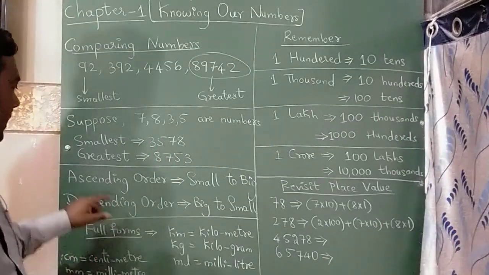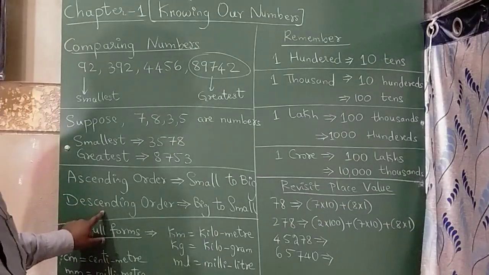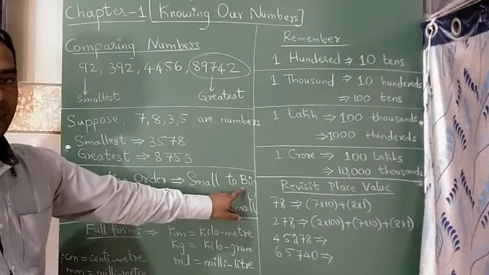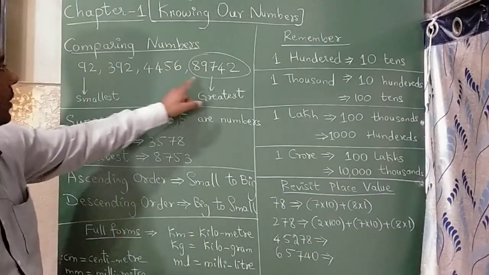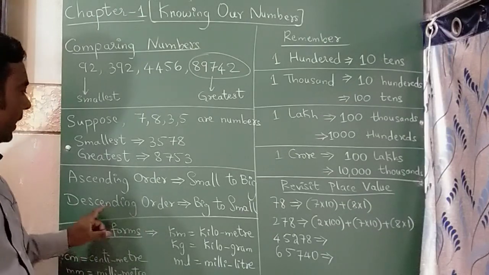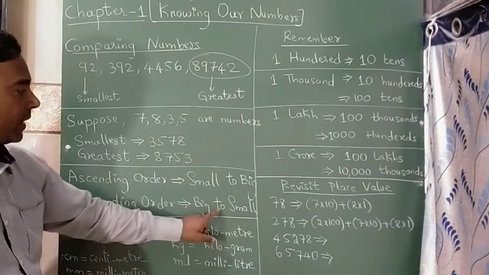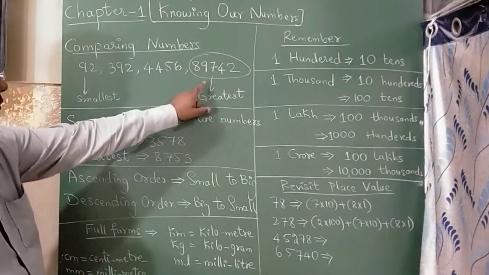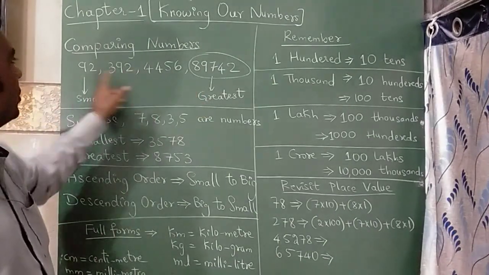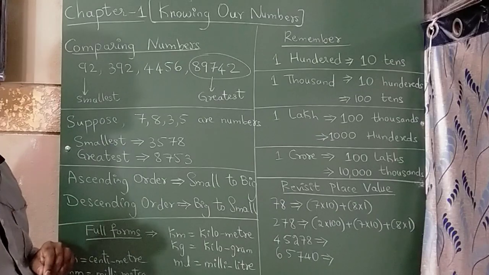Now the next topic is about ascending order and descending order. Ascending order means smaller number to bigger number. So here, smaller number to bigger number. This is in the ascending order. Fine. Now descending means bigger number to smaller number. So if you go to the left side, it is from greatest to smallest. So you can tell it is descending.